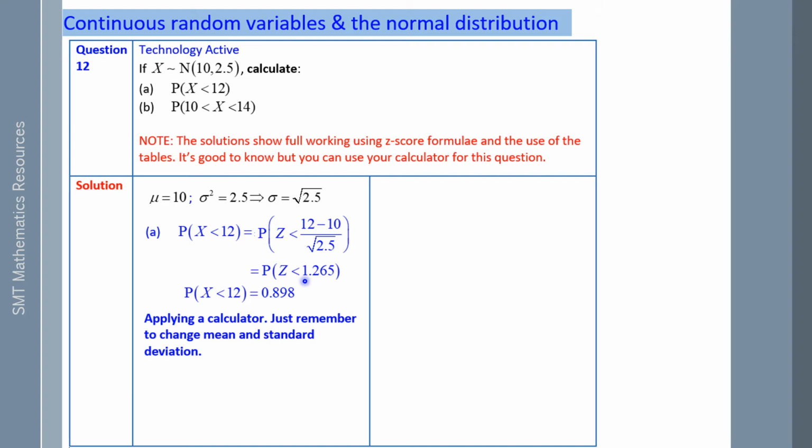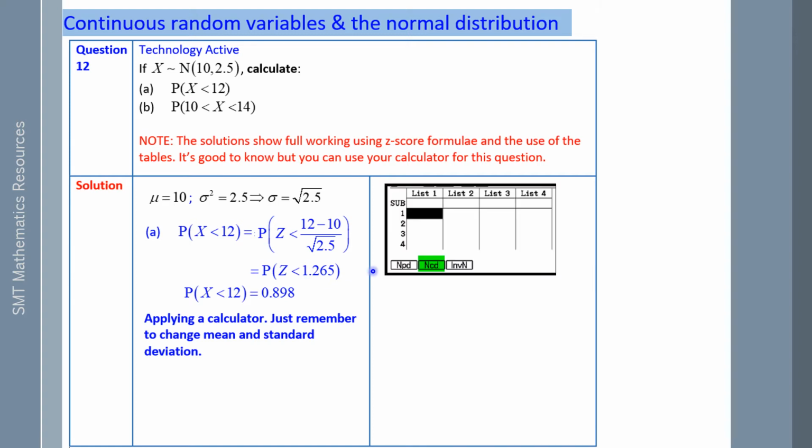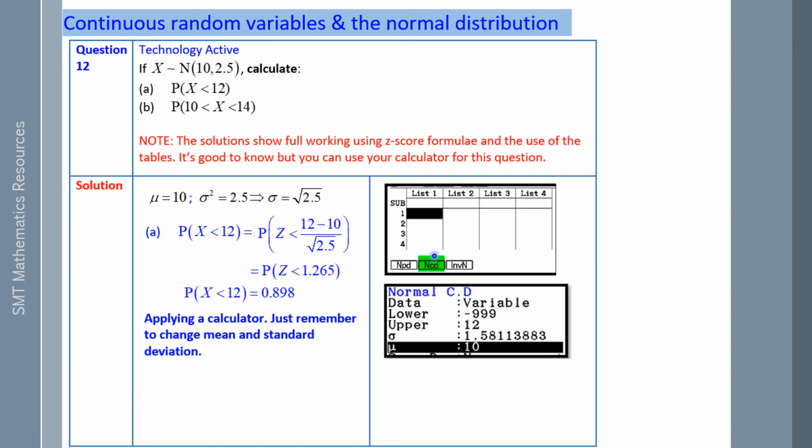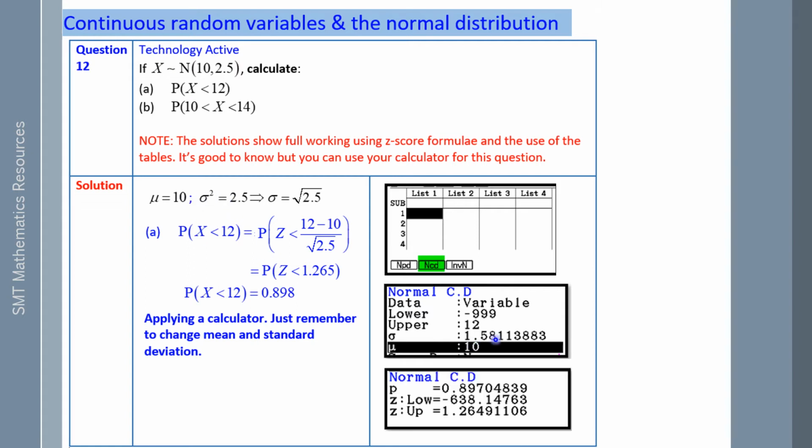Applying a calculator as the alternative, just remember to change the mean and standard deviation. So here we're going to go NCD. Since we're saying less than 12, our upper is 12, our lower, I still choose -999. My standard deviation is 1.58, which is the square root of 2.5. The mean is 10. Press enter, and this time we get 0.897. So that must be a little typo there. So our area is 0.897. This would have been rounded, which is why the Z-scores would have been slightly off.